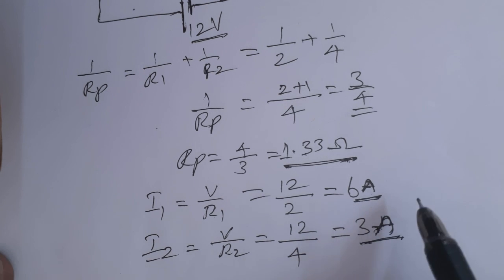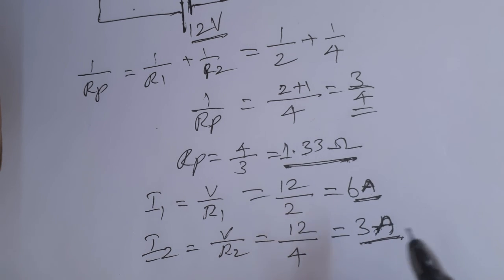So this is how we are going to calculate current, voltage, and total resistance for series connection and parallel connection.